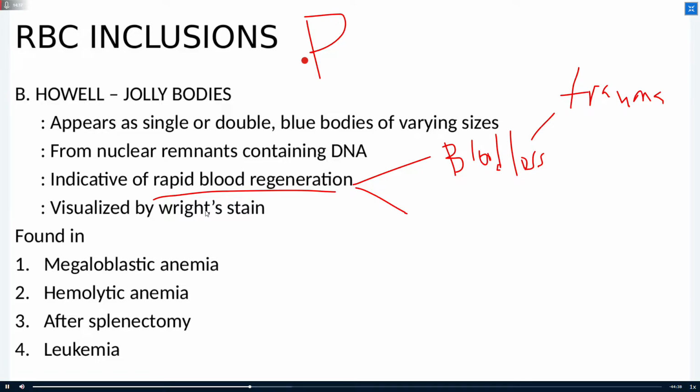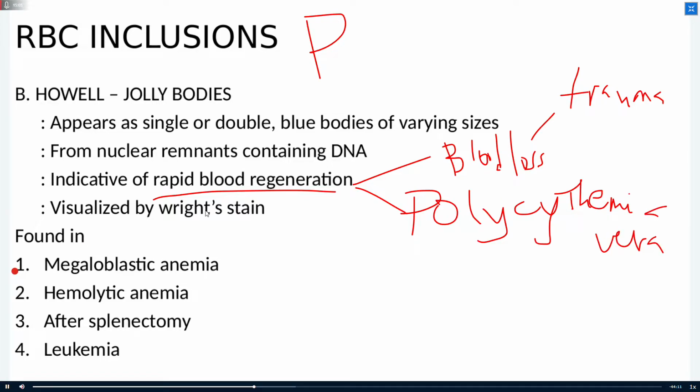When you have rapid blood regeneration, you have many cells, supposedly. So that could happen in blood loss, because they're trying to compensate for the lost blood. So what else? Okay. In polycythemia vera, there is an increase in cells. Then another characteristic of Howell-Jolly bodies is that they are visualized by Wright stain.